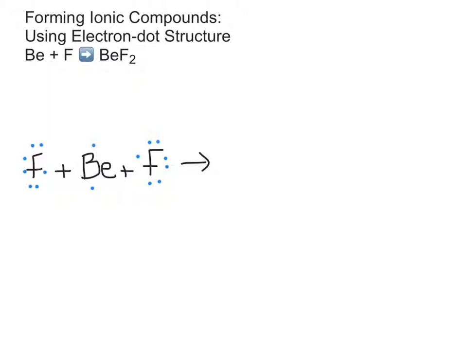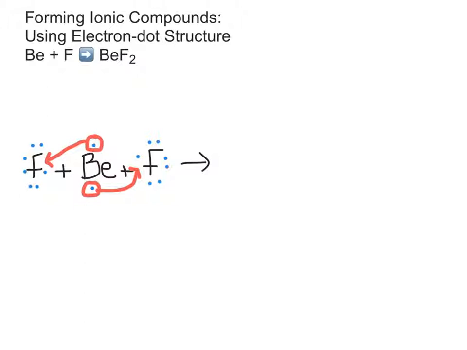With electron dot structures and ionic compound formation, what we see is a transfer of electrons from the metal to the nonmetal. So beryllium is going to lose both of its electrons to the fluorine atoms. We show that transfer by circling the electron and using an arrow to show its transfer to the fluorine atoms. Now we'll show the product on the right.